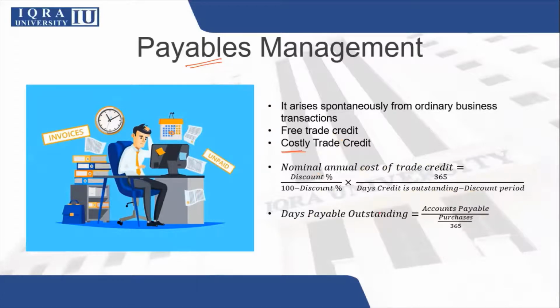Then the days payable outstanding formula is accounts payable, purchases, and divided by 365. So the days payable outstanding tells you after how many days you are paying your suppliers. Now let's look at some examples to understand both of them. First, we will go through the example of nominal annual cost of trade credit.